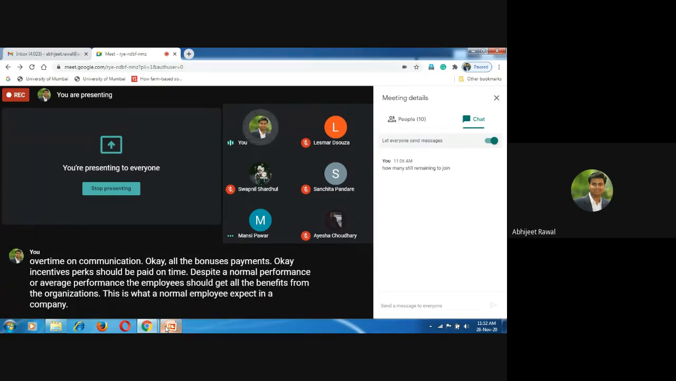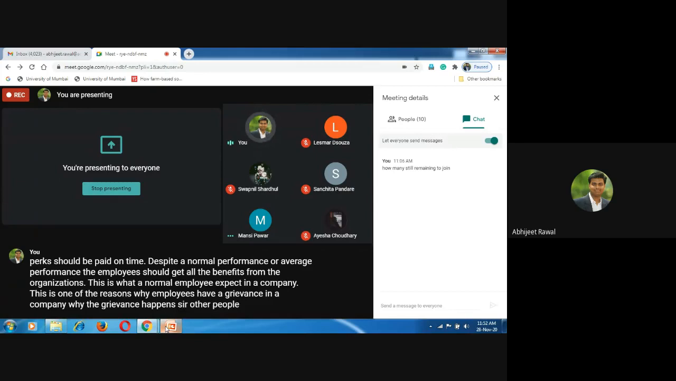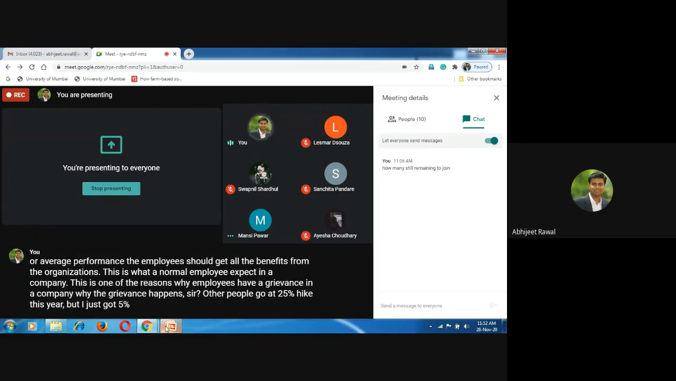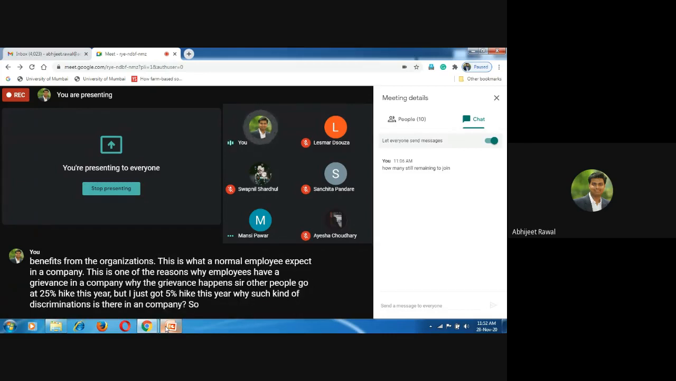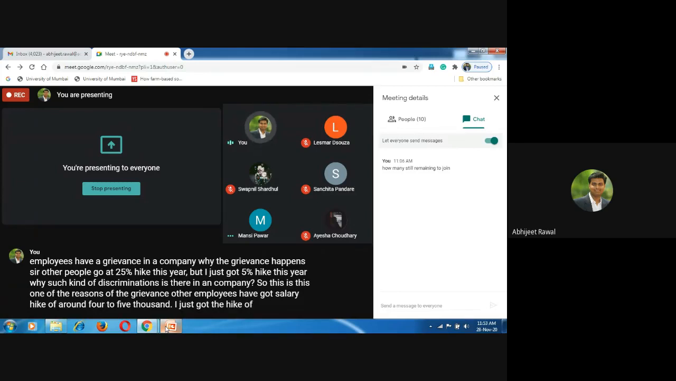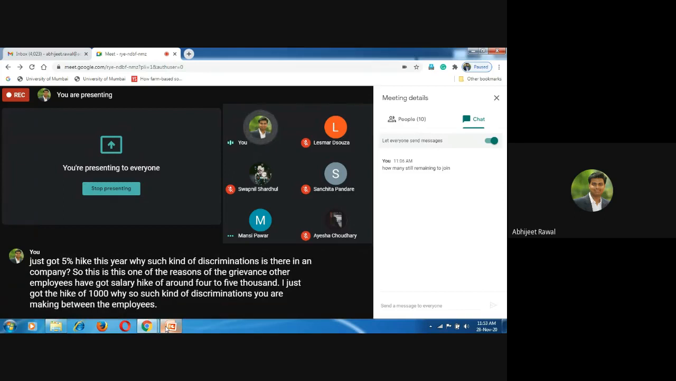This is one of the reasons why employees have a grievance in a company. Sir, other people got a 25% hike this year, but I just got a 5% hike. Why is there such discrimination in a company? So this is one of the reasons for grievance. Other employees got a salary hike of around 4 to 5,000. I just got a hike of 1,000. Why are you making such discrimination between the employees? This is one of the reasons why grievance happens in a company.